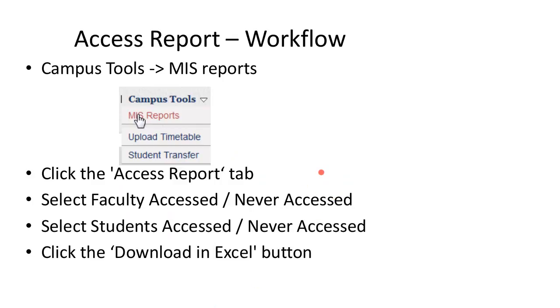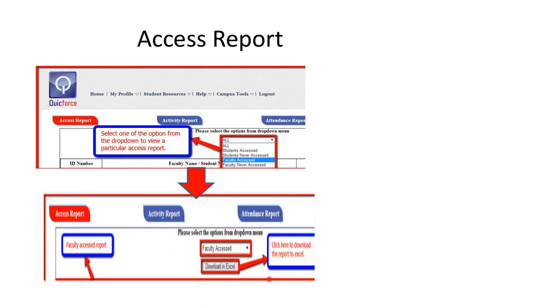So this is coming to access report. From campus tools, we have this link MIS reports. They go to the access report tab and select faculty accessed or never accessed, select student accessed or never accessed, and they can click that report in Excel form. So these are all the screenshots.